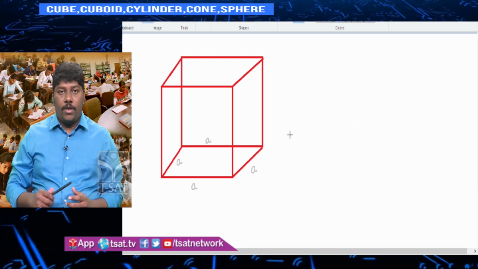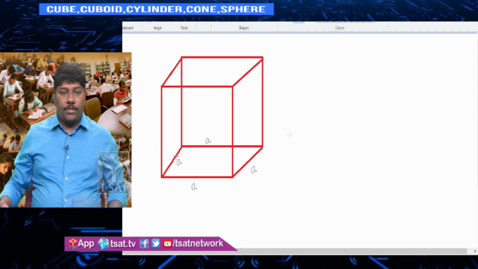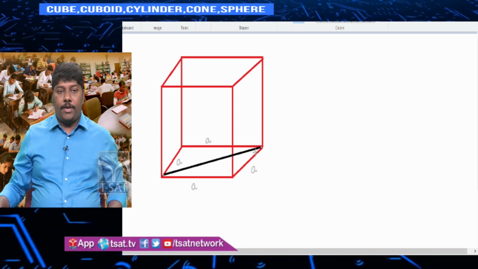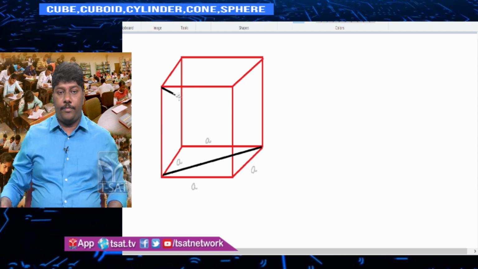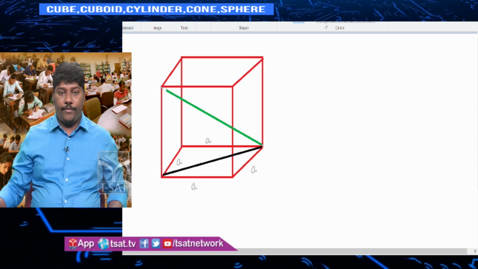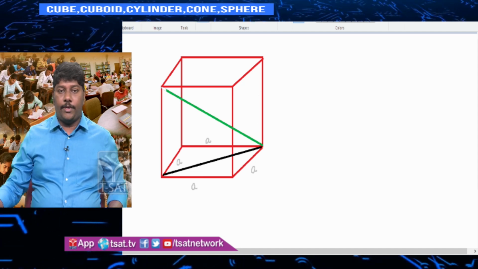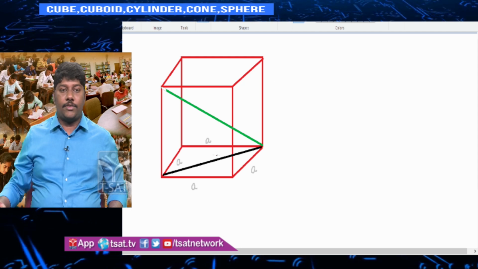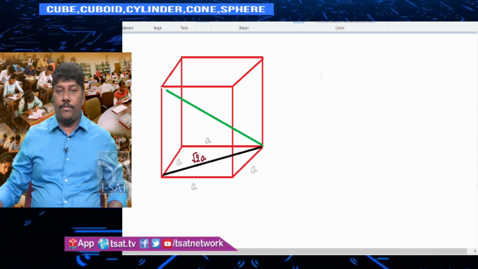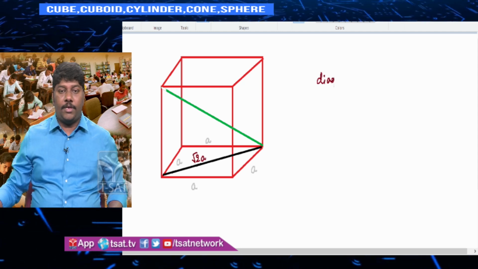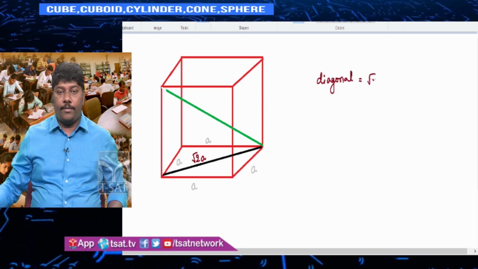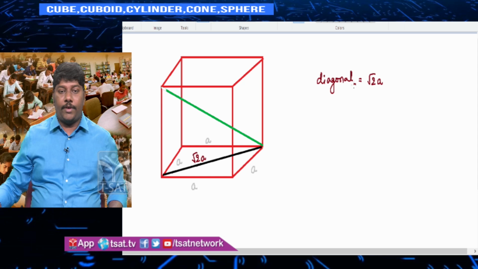Now, look at the diagonal of the cube. You call it a diagonal of a surface if you draw a diagonal on the surface, but if you draw this imaginary line, this is called the diagonal of the cube. How do I find it out? Since the surface is a square, the diagonal of the surface is root 2 a.